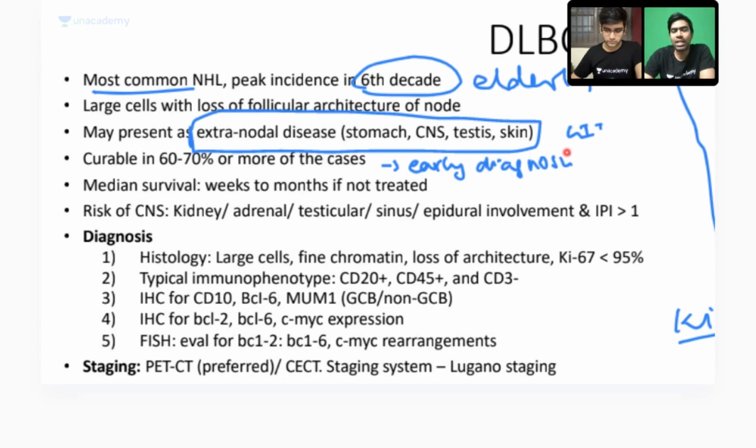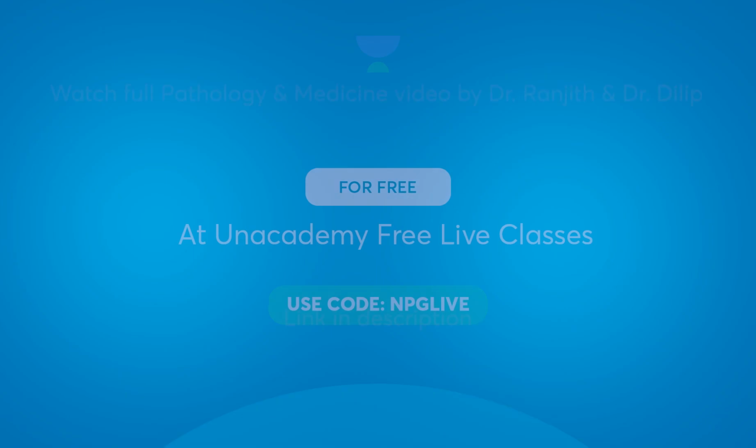And there are some risk factors of CNS involvement, which I want to substantiate. Whenever there is a kidney involvement, or an adrenal gland involvement, or a testicular involvement, or a sinus involvement in the lymph node, or if there is an epidural involvement, there is definitely a risk of CNS involvement as well. As Ranjith said, the sinus involvement is usually in favor of metastatic lesions. We'll come back to IPI in some time. That is called the International Prognostic Index.